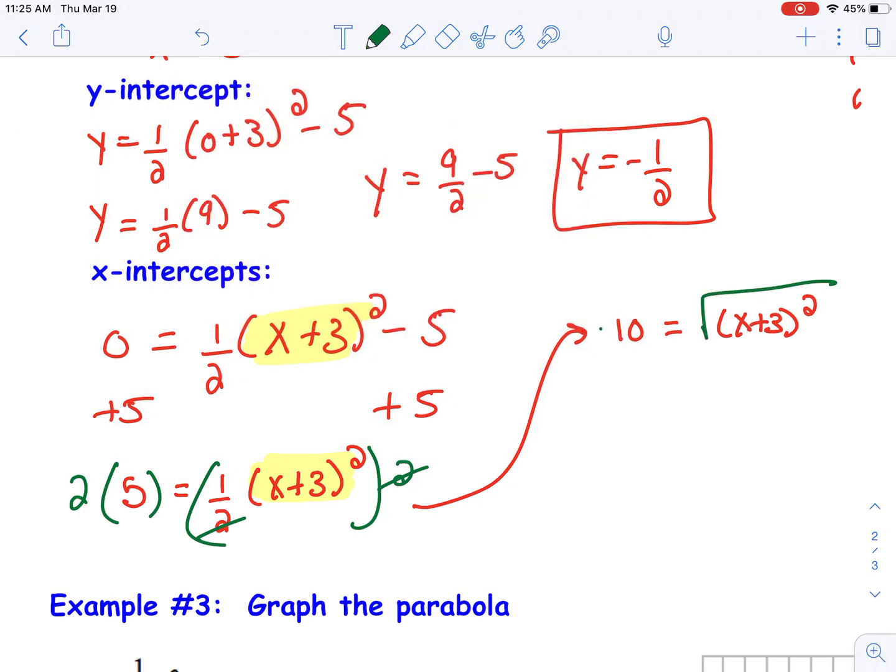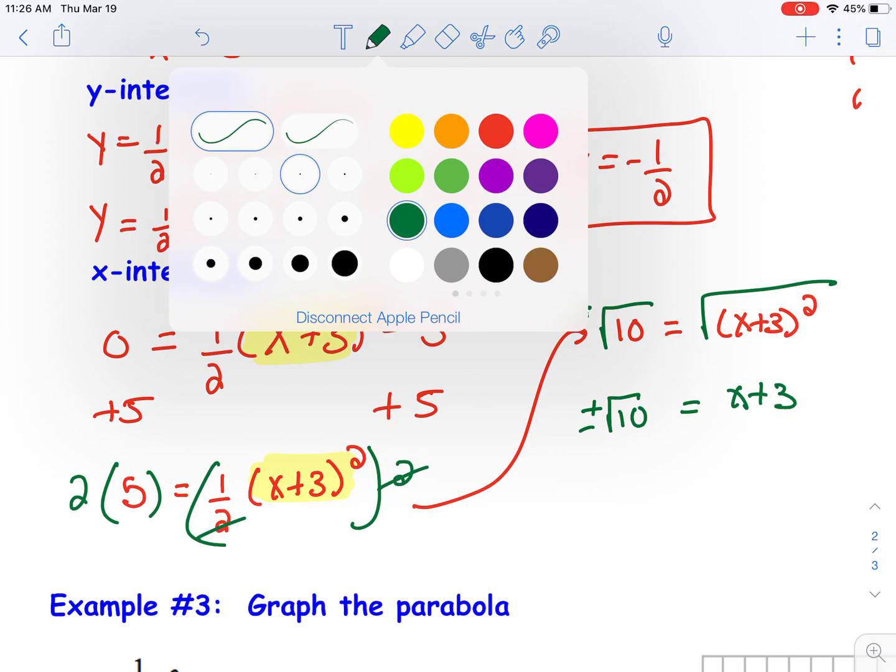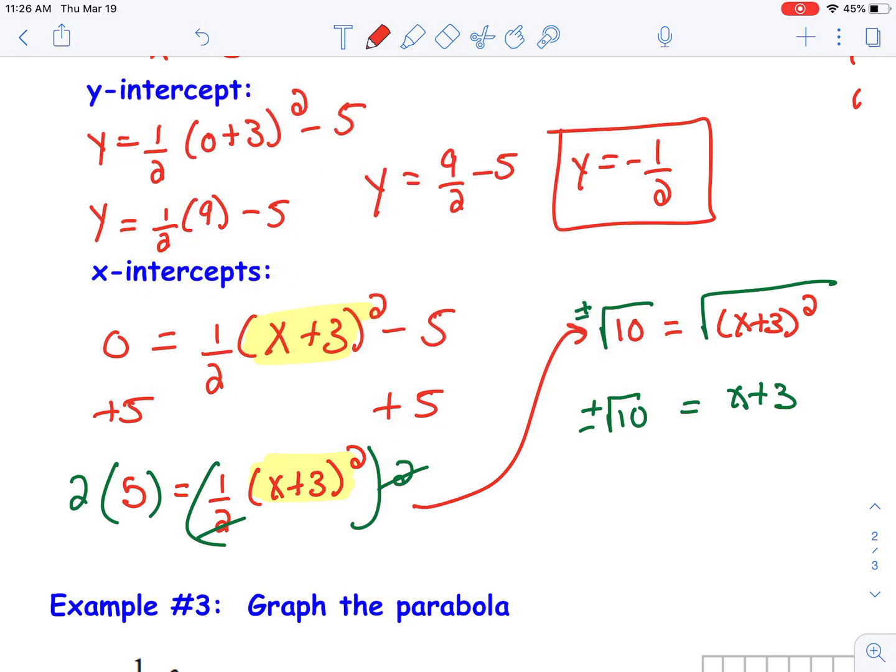Use the square root property, take the square root of both sides. Don't forget your plus and minus. So I get x plus 3 is equal to plus or minus square root of 10. Now I can just go ahead and solve for x. So I subtract 3 from both sides, and I'm going to get -3 plus or minus radical 10 is equal to x. Go ahead and put this in your calculator.